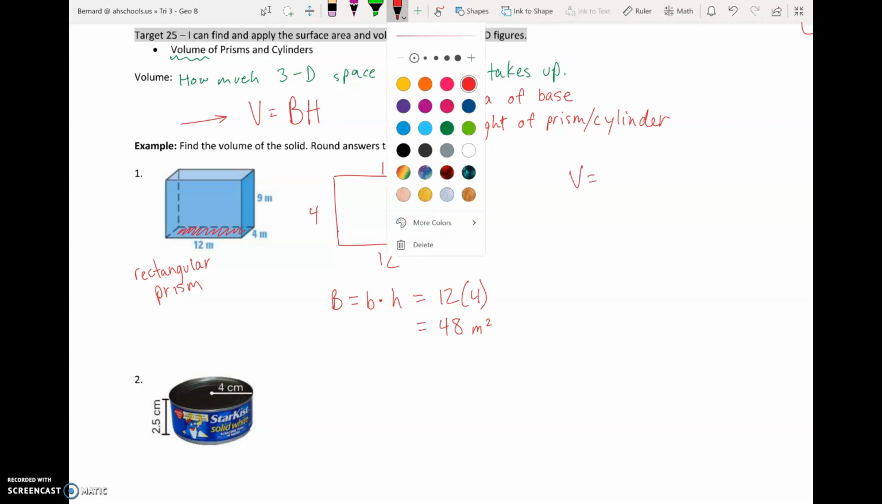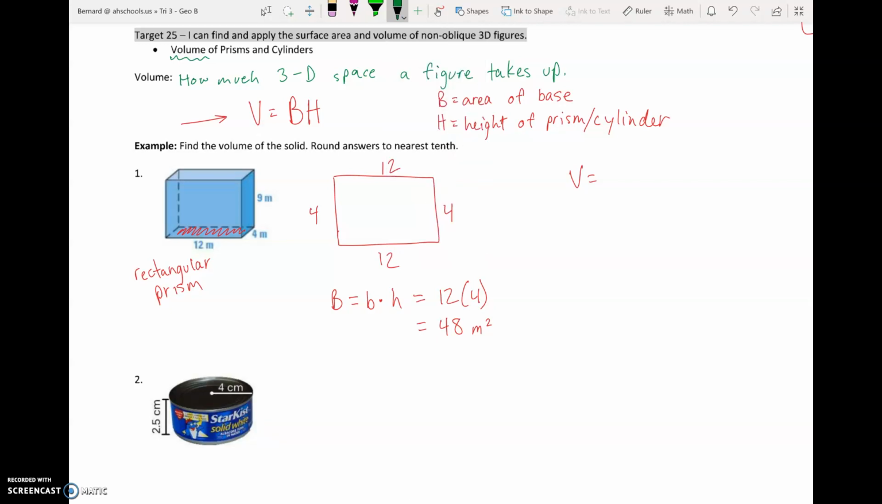Now, real quick, let's talk about what the height is. Just like in the surface area examples from the last few days, your height is the distance of the wall that connects your two bases. And so remember, we have a bottom base, but a prism always has two bases. And so opposite of that would be the top. We would consider that base 2. And so the height of the prism is how big is the wall that connects these two bases. And that's like this side right here. And so that would be 9.